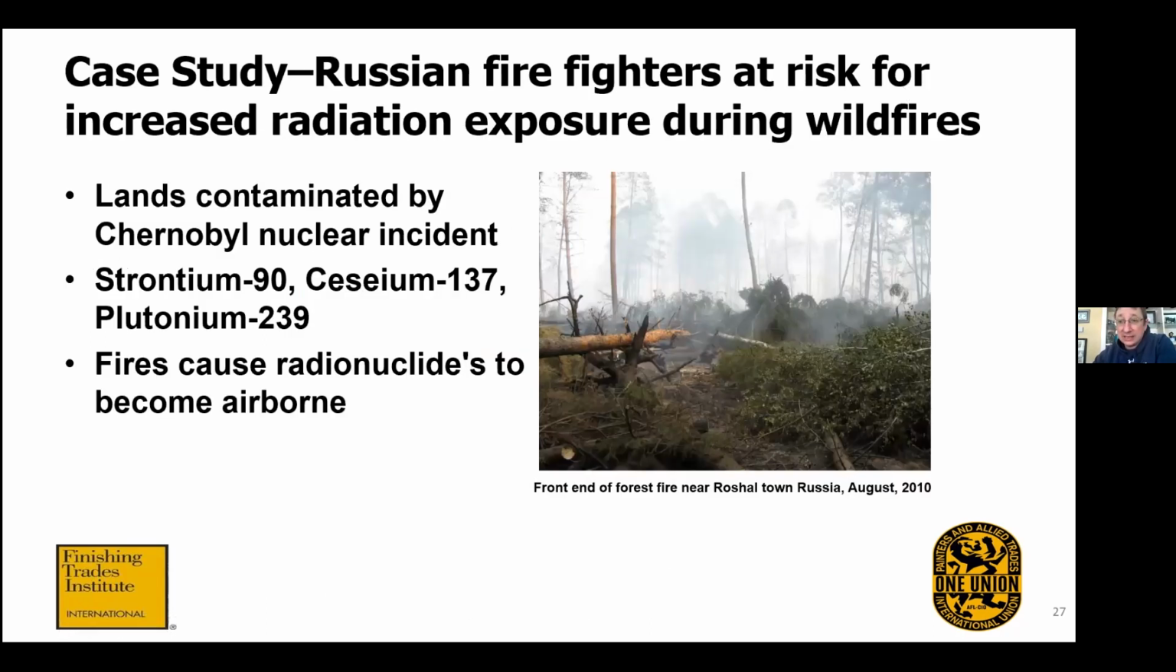I mentioned this case study yesterday, where we had the fallout from the Chernobyl reactor going critical. It contaminated the surrounding area. So when there are wildfires there, this stuff gets kicked back up and it exposes and contaminates the wildland firefighters.